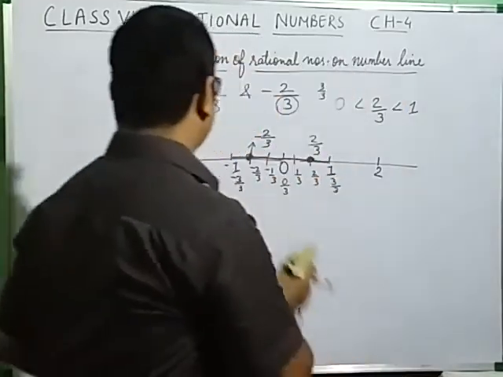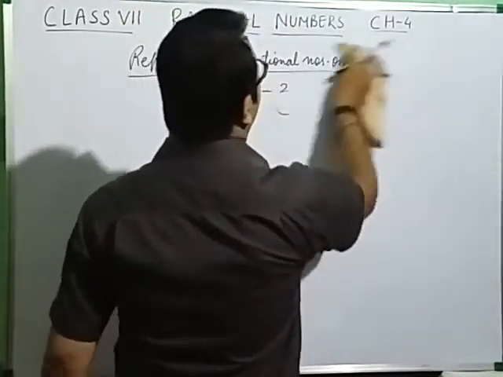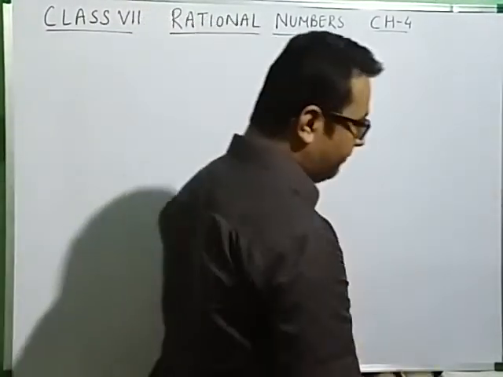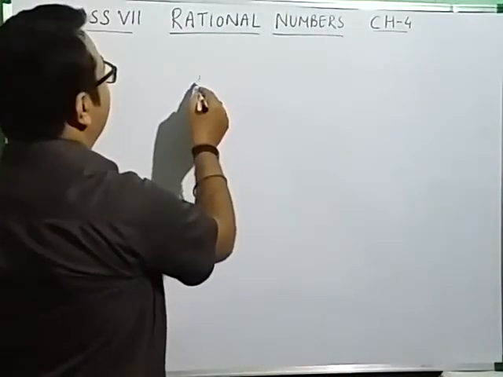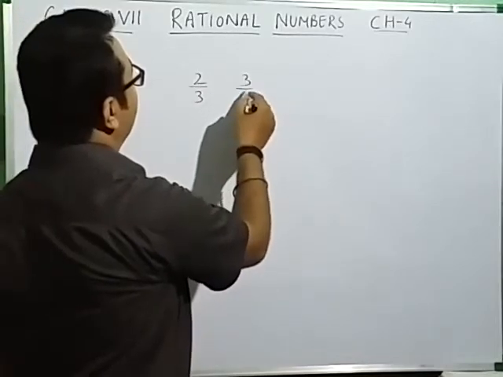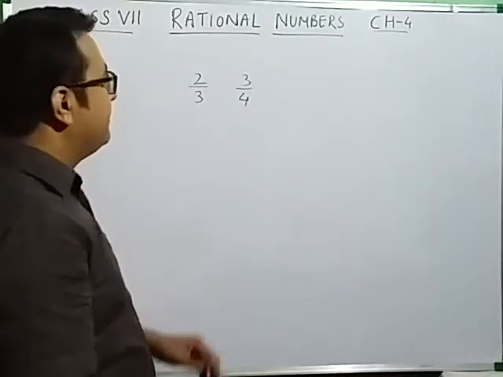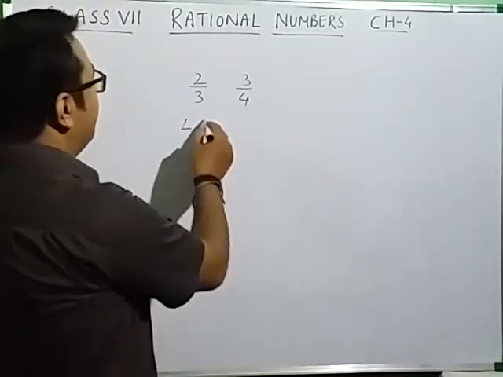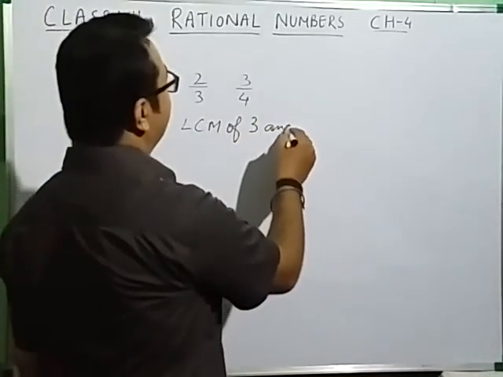Now, next topic is how to compare two given rational numbers. How can we compare two rational numbers? Suppose you are given two rational numbers, 2 upon 3 and 3 upon 4. You don't know which is greater. In this case, both the denominators are different. So first we take the LCM of denominator. LCM of 3 and 4 is 12.